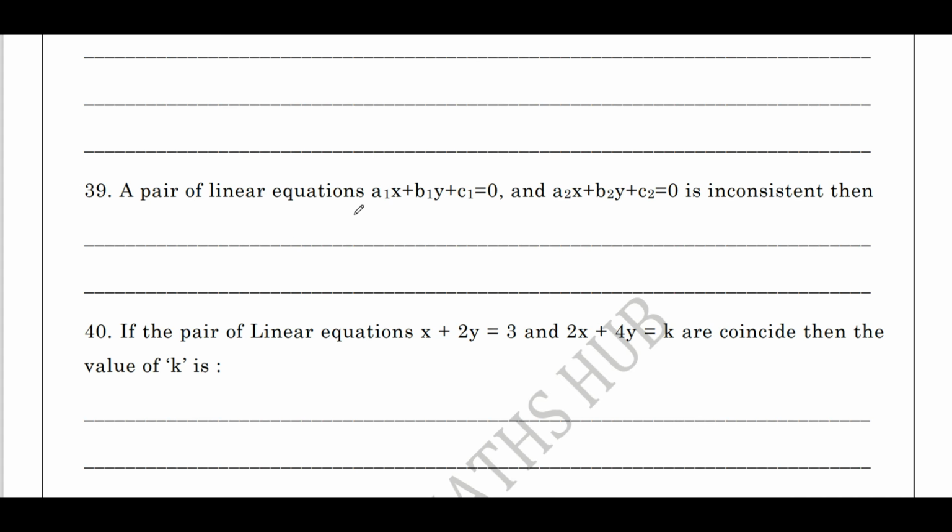A pair of linear equations a1x plus b1y plus c1 equals 0 is inconsistent. It means the lines are parallel. It is parallel lines, that means it will have no solution.